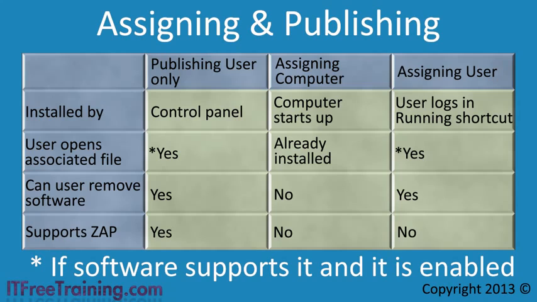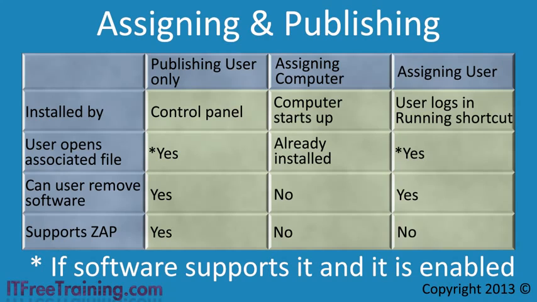The next way that software can be installed is via a shortcut, usually found in the Start menu or the desktop. When the user launches the shortcut, the application will automatically be installed. Assigned software can also be installed automatically when a document for that application is opened. For example, Microsoft Office could be installed automatically when the user attempts to open a Microsoft Word document.